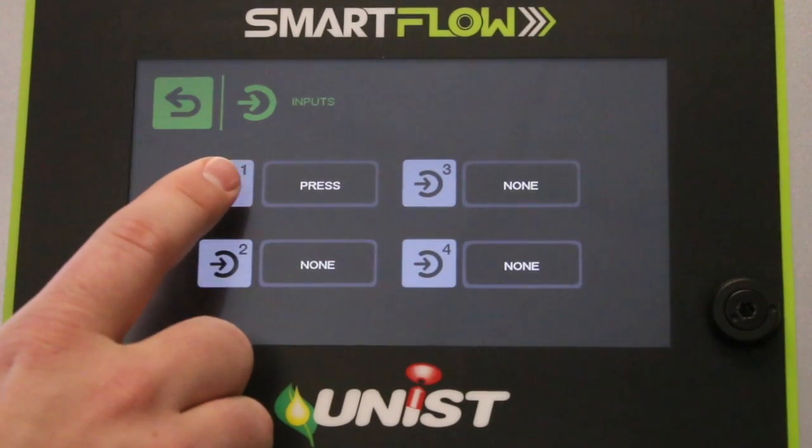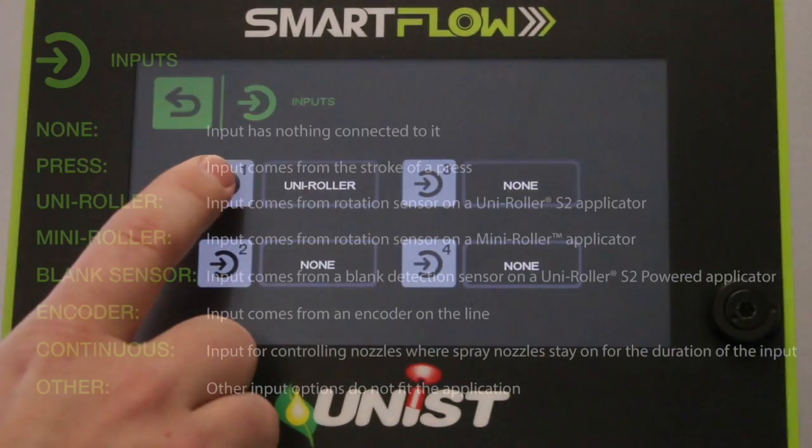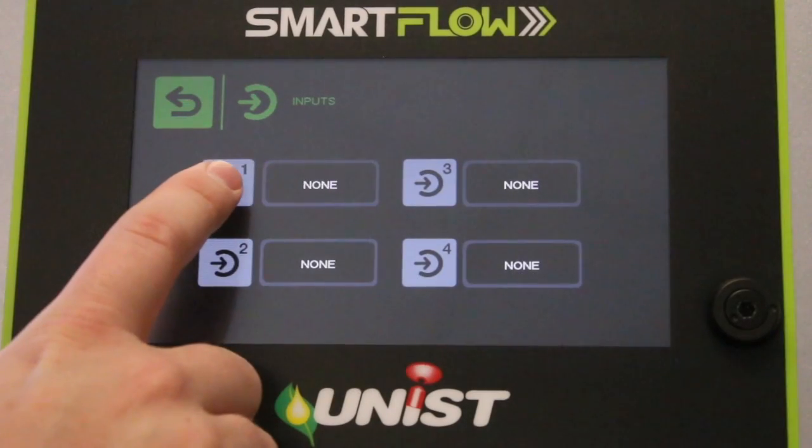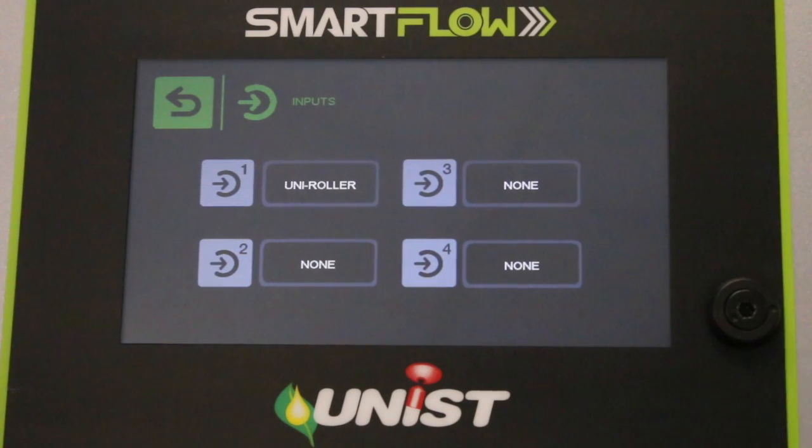It can be from a press, from a uniroller rotation sensor, a mini roller rotation sensor, a blank sensor, an encoder, a continuous input, or another kind of input. You can toggle through the inputs by pushing the button next to the input field. In this setup, we will select uniroller, as the input will be coming from a rotation sensor on a uniroller S2 applicator.